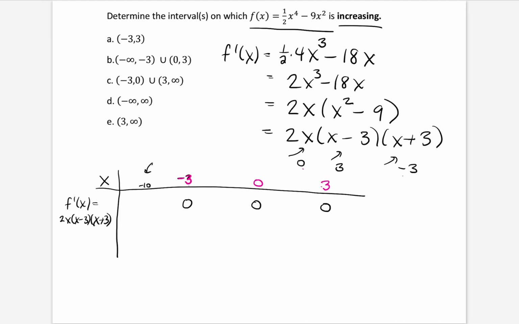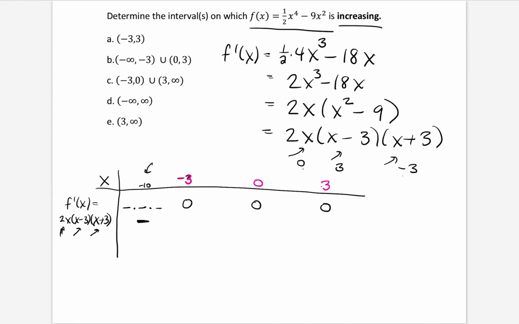So if x is negative 10, then 2x is going to be negative. If x is negative 10, then x minus 3 will also be negative. So we'll have a negative times a negative. And if x is negative 10, x plus 3 will still be negative. So we'll have a negative times a negative times a negative, which is going to be negative. So the sign of the first derivative is negative on that interval.